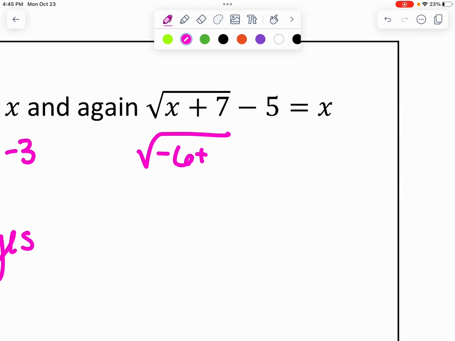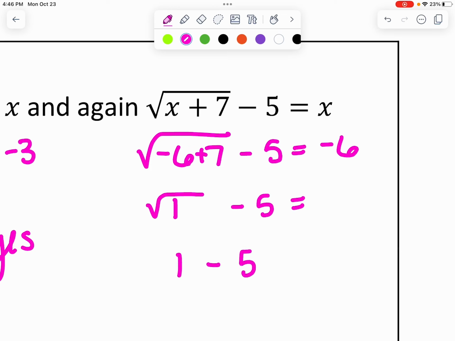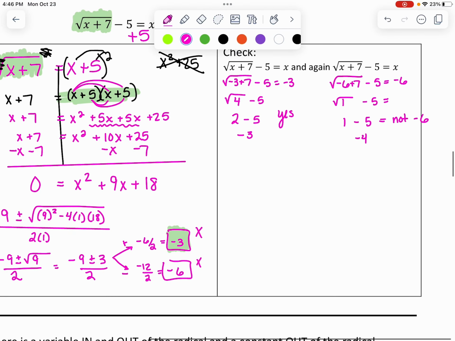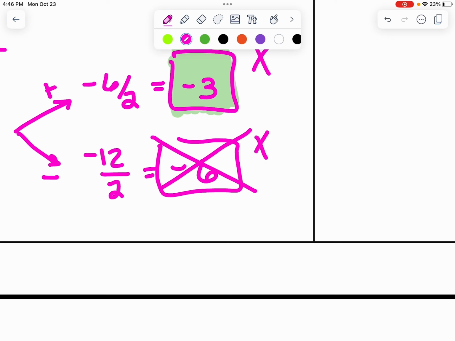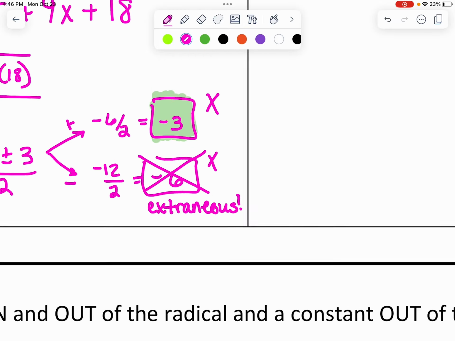All right, now it's time for negative 6. Negative 6 plus 7. Okay, so I know I write fast. Maybe you just want to put this part on a little bit of slow down speed. Negative 6 plus 7 is 1. That's 1 minus 5. Oh, no. That is not negative 6. That would be negative 4 when you check that. So what we're going to say is negative 6 is an extraneous answer. It does not plug back in. So there's actually only one answer, and the one answer is negative 3.